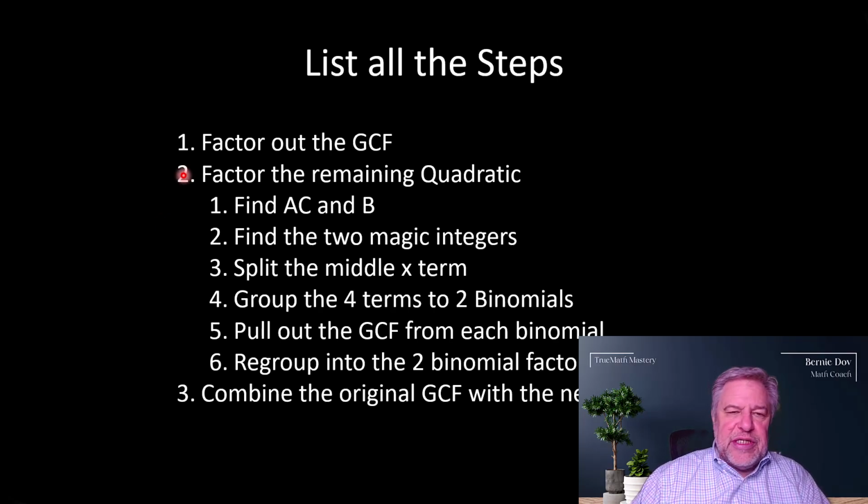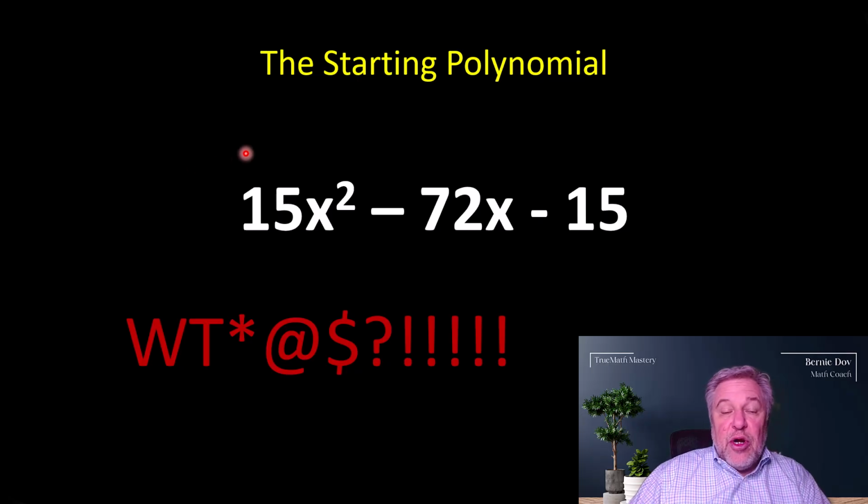Okay, I'm going to go through each of these steps. Starting polynomial, we're starting with 15x squared. This is a polynomial. There are 3 terms. This is a quadratic expression, not an equation. There's no equal sign. It's an expression. It's got 3 terms. One's got an x squared term, and that's why it's quadratic. One's 72x, an x term, and a non-x term, a constant term.